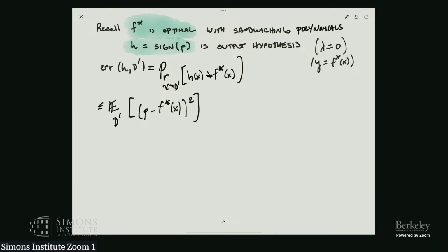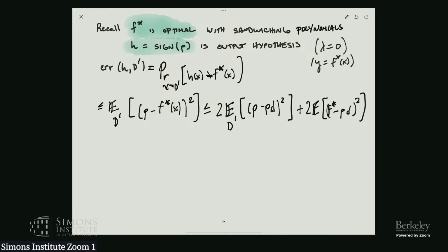Now I have to use the almost triangle inequality. So this is at most 2 times the expectation over D prime, and I'm going to add and subtract p_D. So 2 times the expectation of (p minus p_D) squared, plus 2 times the expectation of (f star minus p_D) squared. I need an f star in there, right? Okay, triangle inequality. Good.